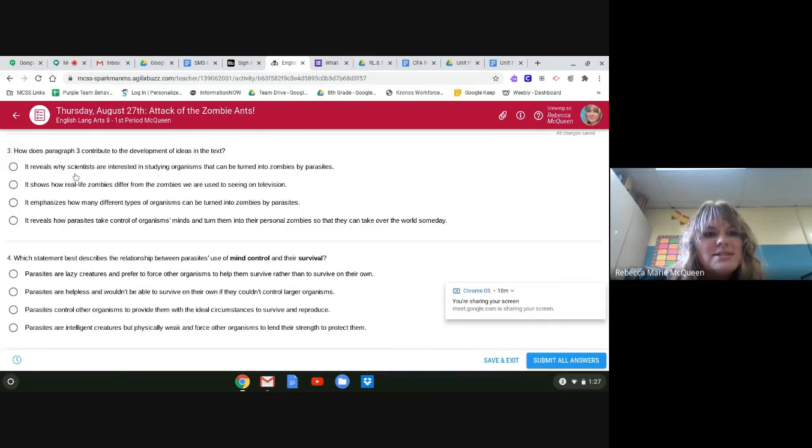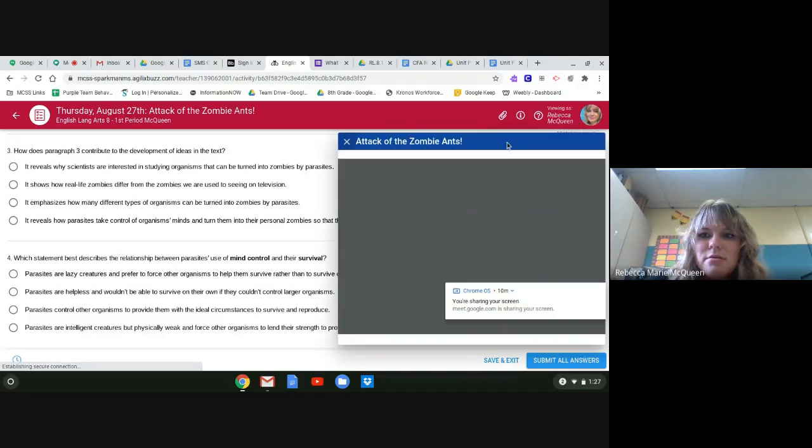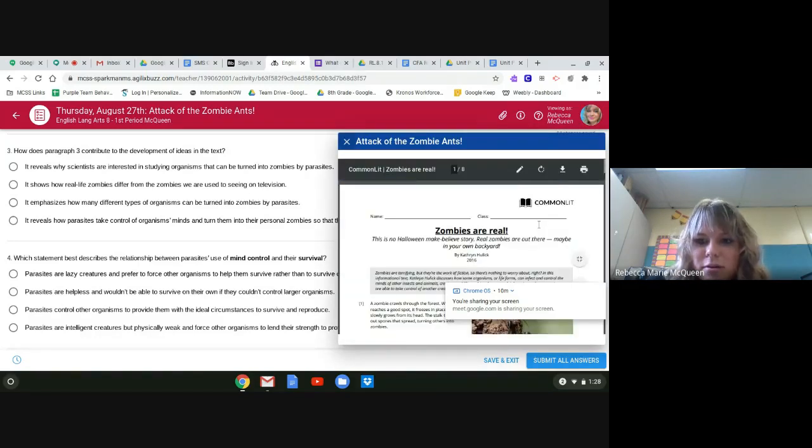3. How does paragraph 3 contribute to the development of ideas in the text? It reveals why scientists... all right, so let's just go look at paragraph 3 again. Here we go. By the way, if you click this, you can pull up the article. I don't know if y'all knew that. Hopefully you did.